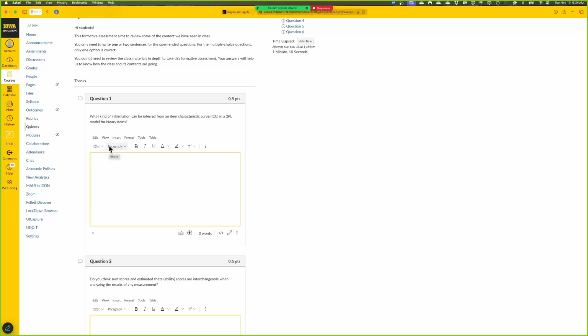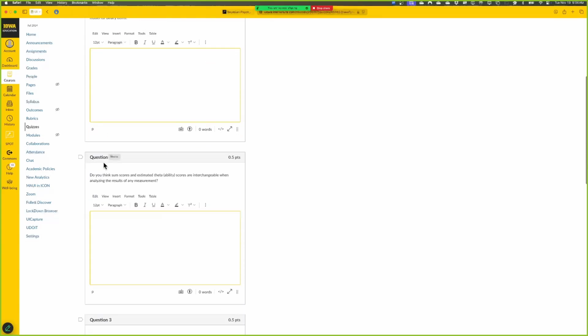Correct. The probability of a correct response conditional on ability. So it's just a nice S-shaped curve. Thank you. Appreciate it, Ryan.